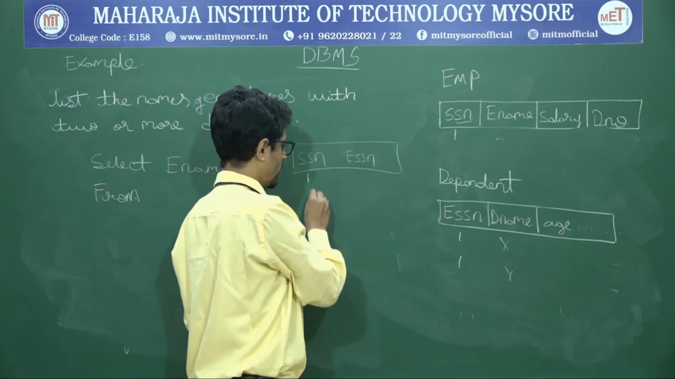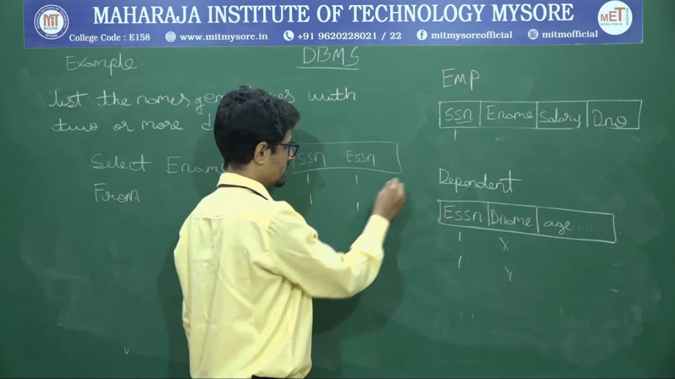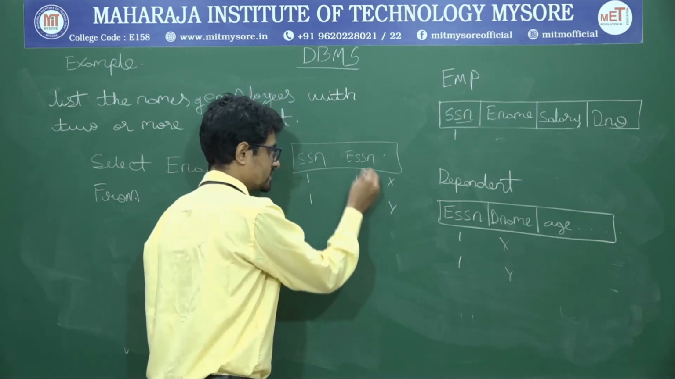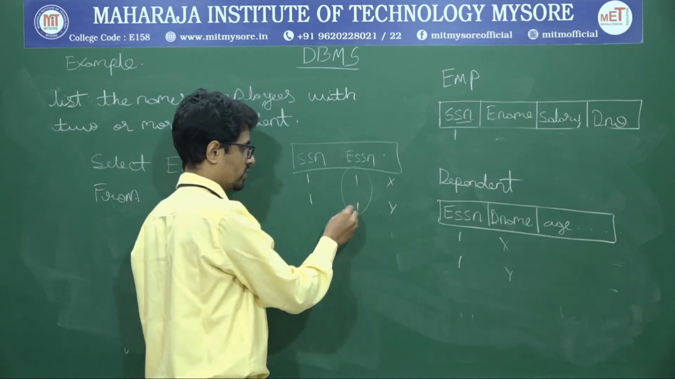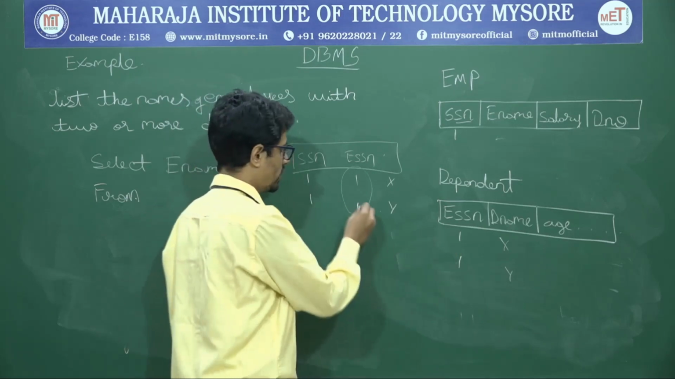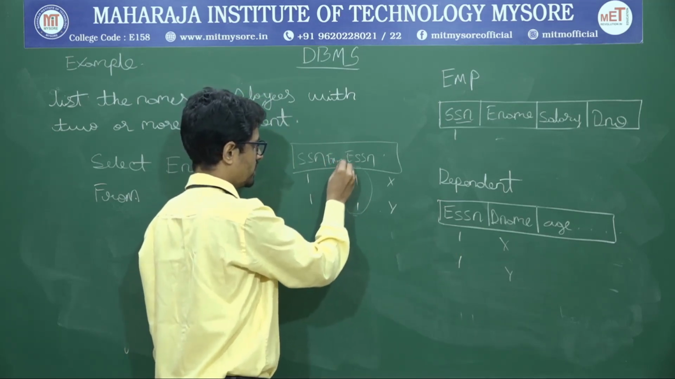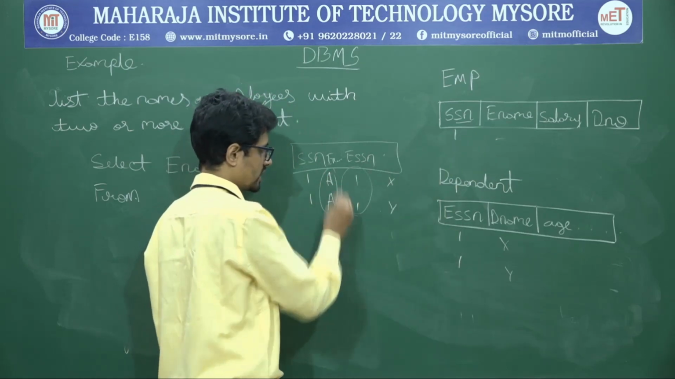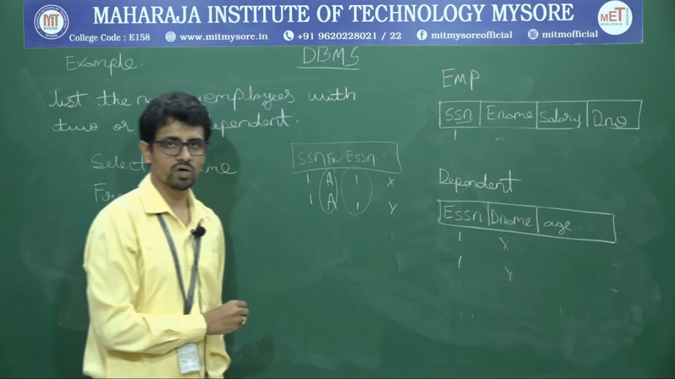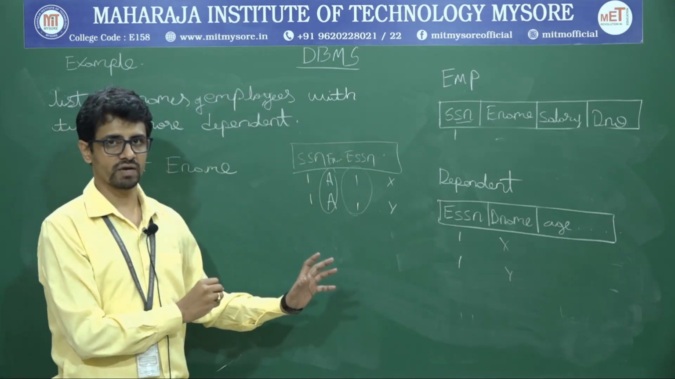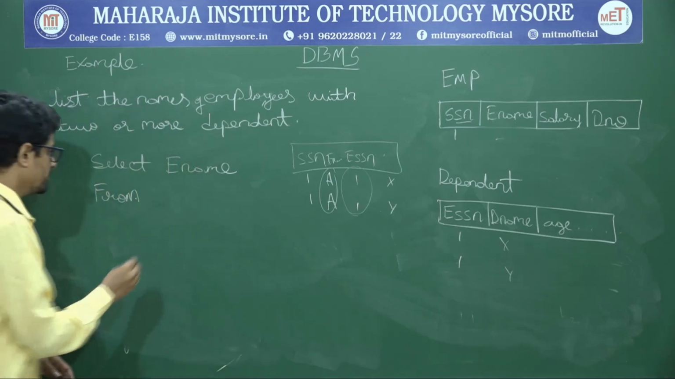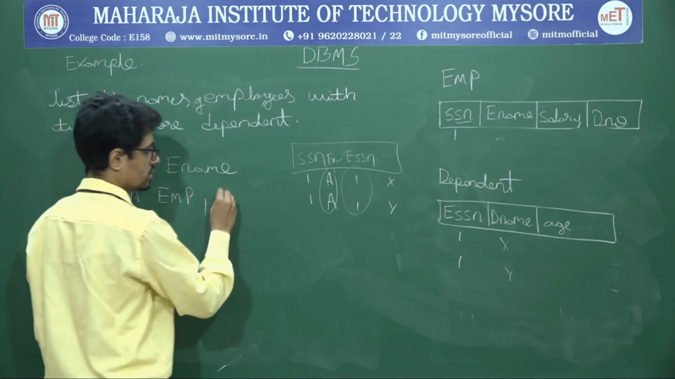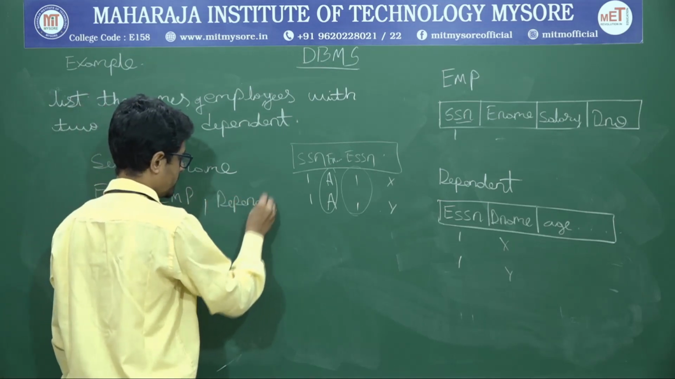Okay, so SSN 1 1 1 1, and the name of the dependent will be X, Y. Now when I group by SSN or ESSN, I will be able to find out. If I only group by on this, I will not be able to find the employee name. So the employee name, for example A, will be repeated, so I can find that A is the employee name for SSN number 1. This is how you need to visualize while writing a query. So in that case, from EMP and dependent.